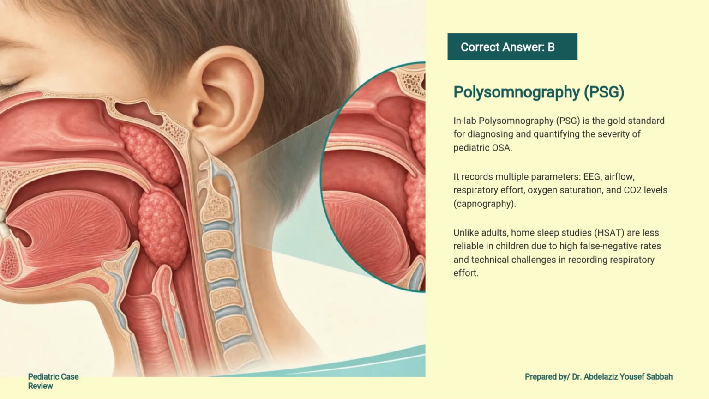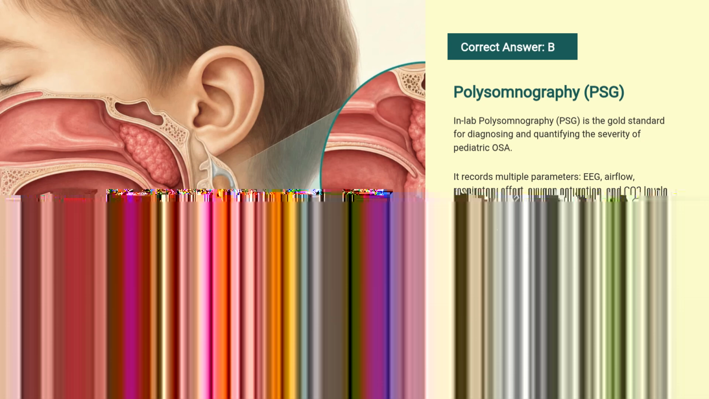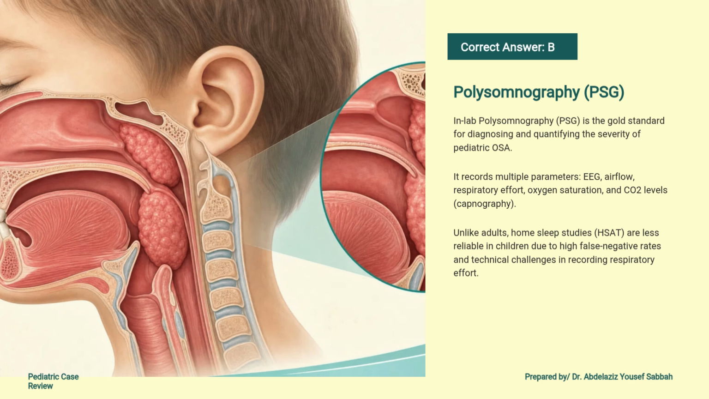In-lab polysomnography is the gold standard for diagnosing pediatric obstructive sleep apnea and for quantifying its severity. It records multiple parameters at once: brain activity through electroencephalography, airflow, respiratory effort, oxygen saturation, and end-tidal or transcutaneous carbon dioxide levels through capnography.